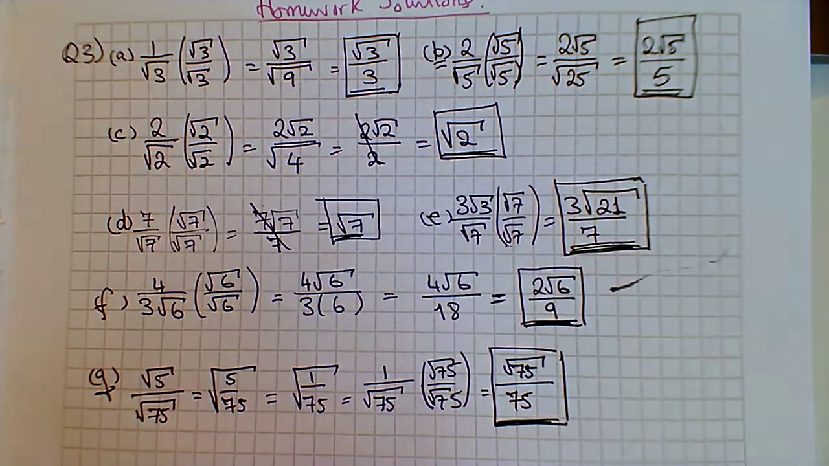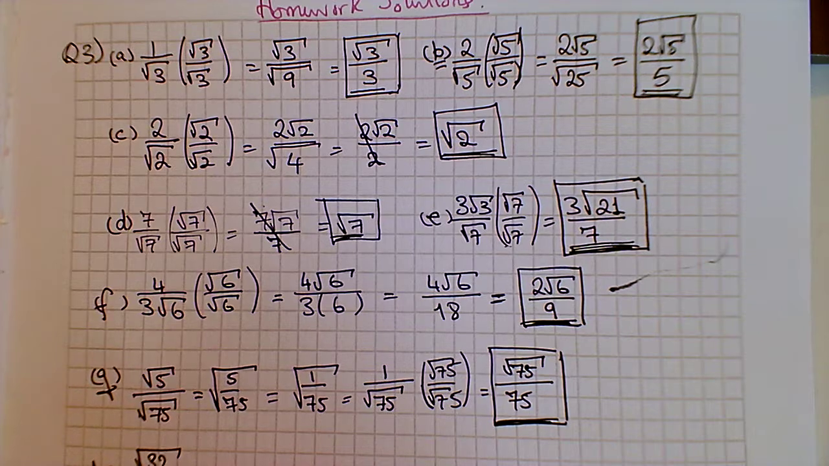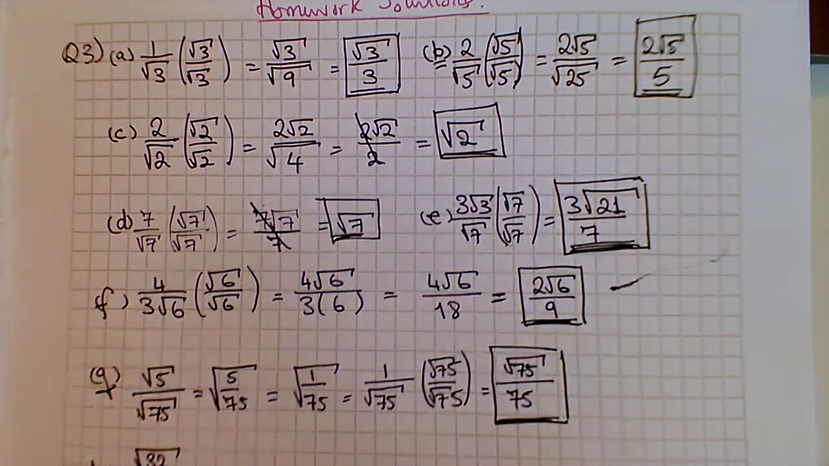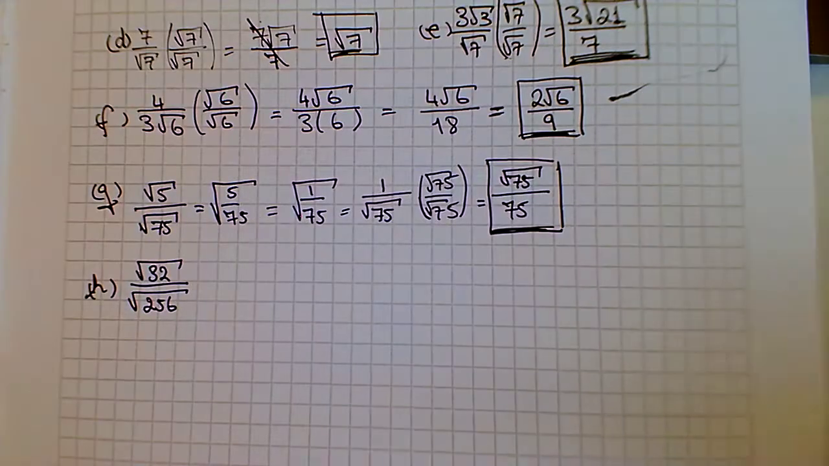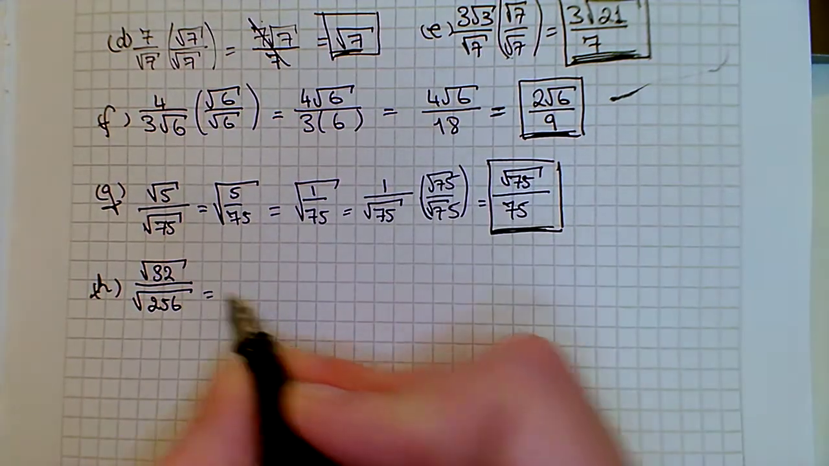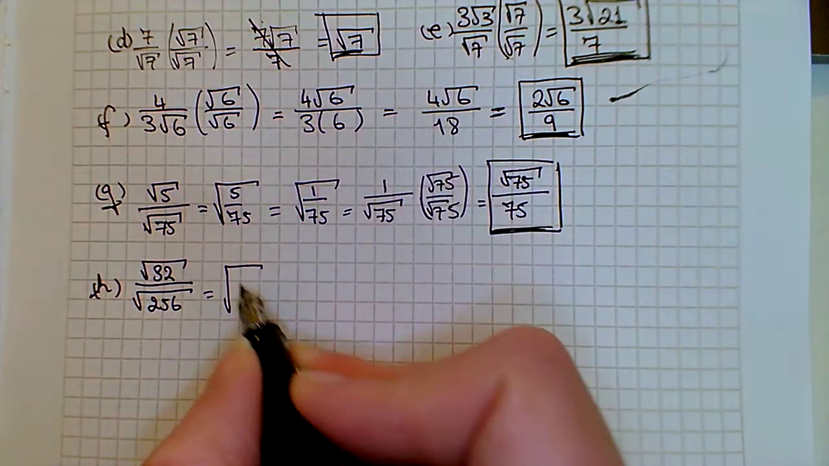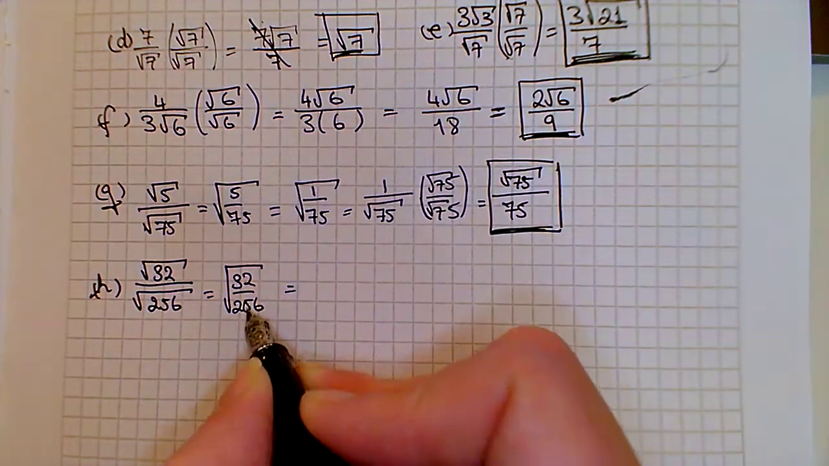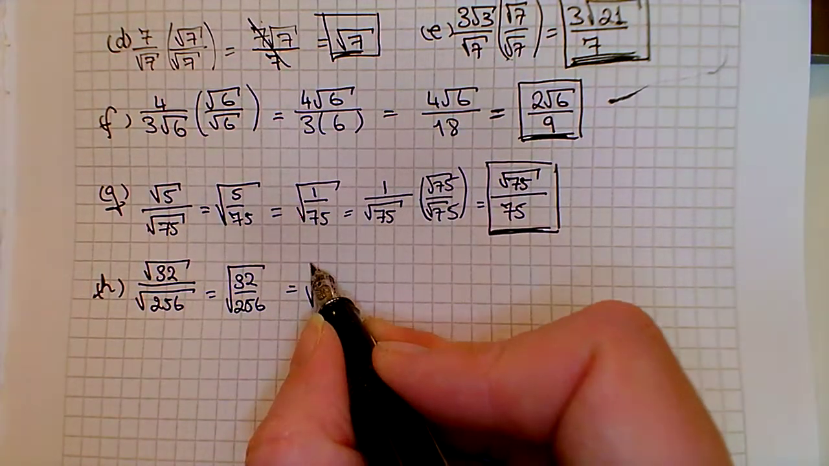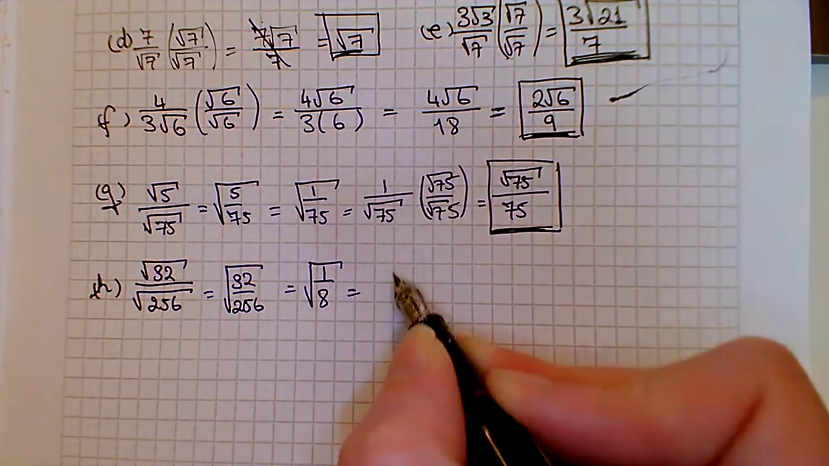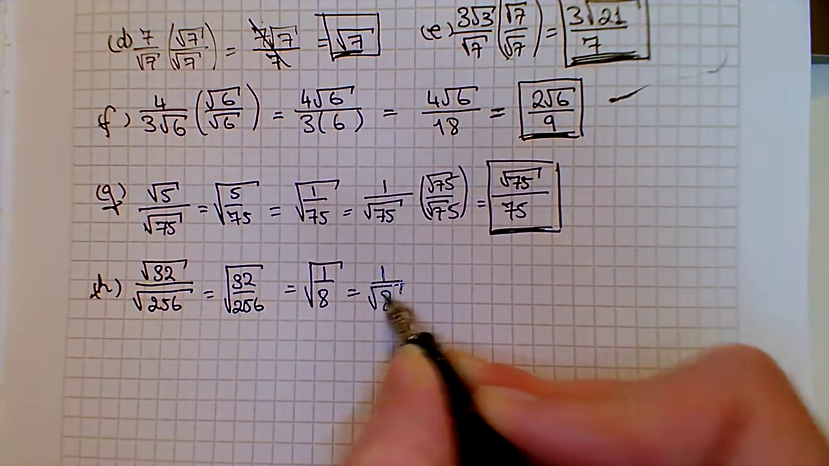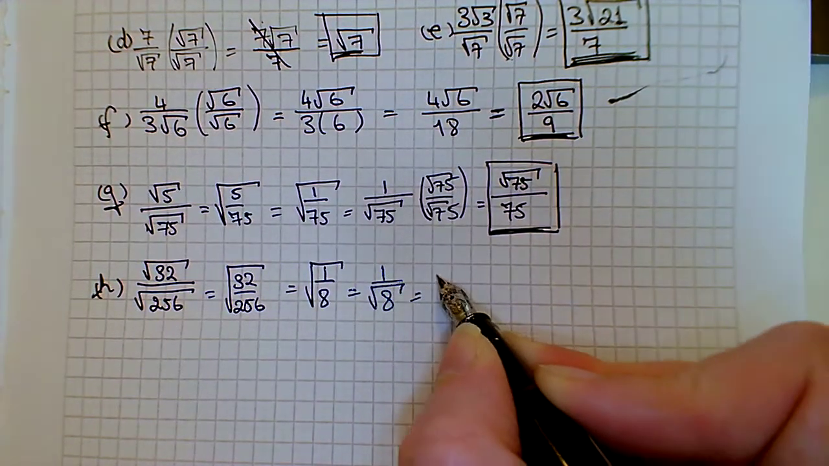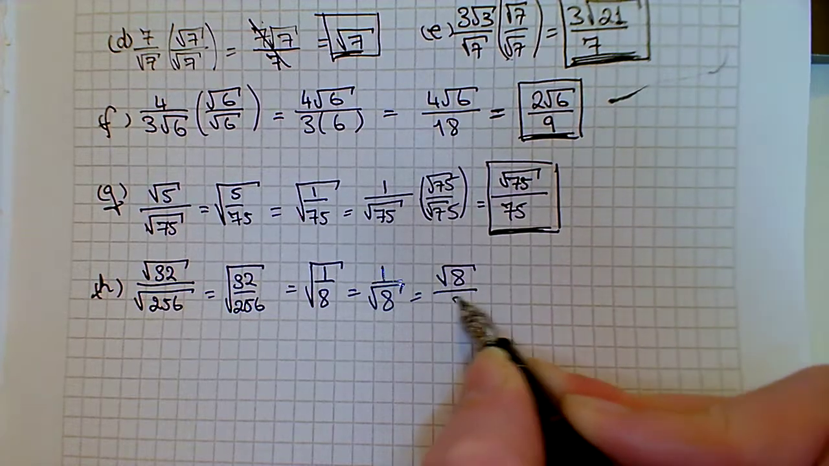There's my answer there. And part H, a similar kind of thing, root 32 over root 256. Put this back onto the screen. I'm going to bring my square root sign over it. And 32 actually divides into 256. That goes in 8 times. So this is 1 over the square root of 8, which gives me root 8 over 8.